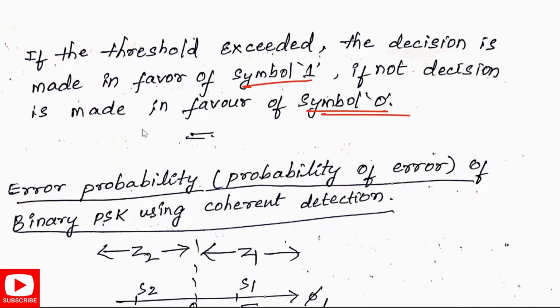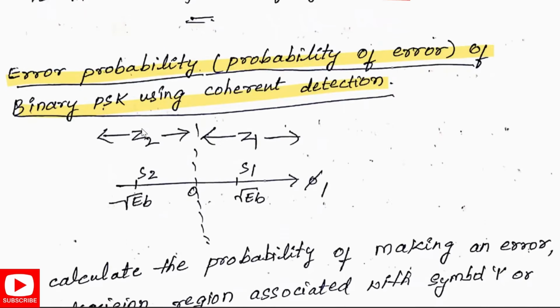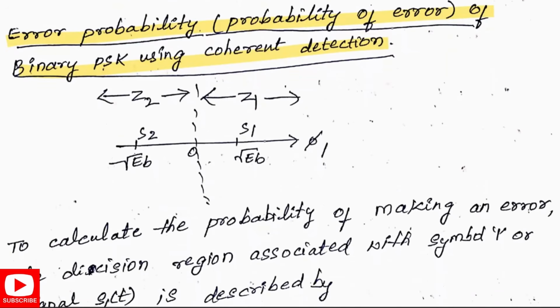So this was all about detection. Now, error probability. This is another important part where we have to know the probability of error of BPSK with coherent detection. Here, as I said, there is a Z2 part and a Z1 part. This is minus square root of Eb, square root of Eb for phi 1.